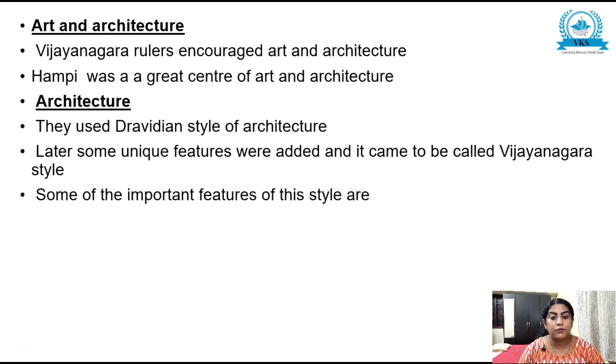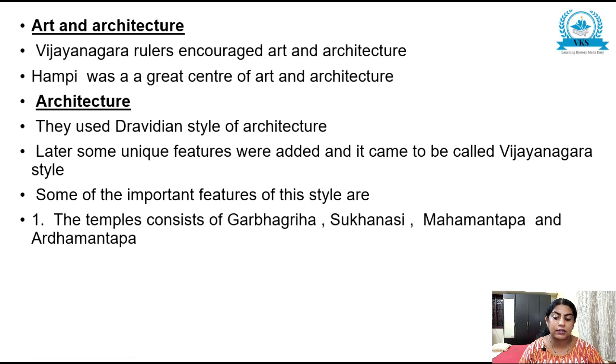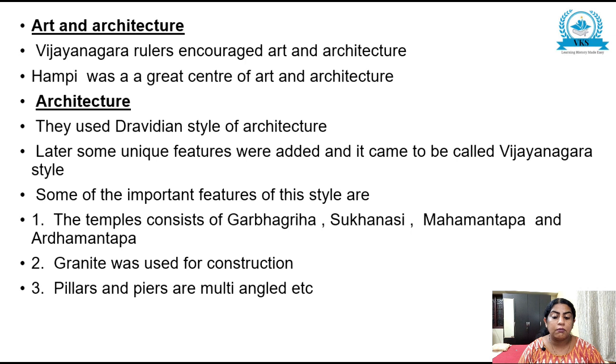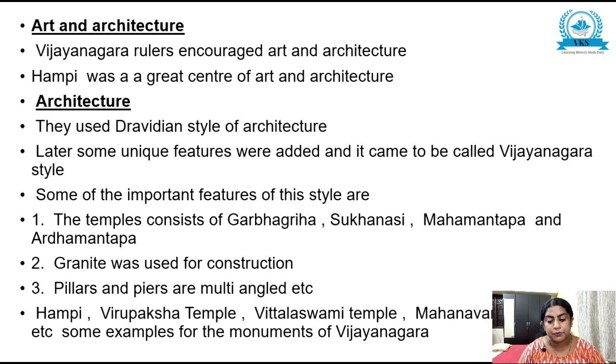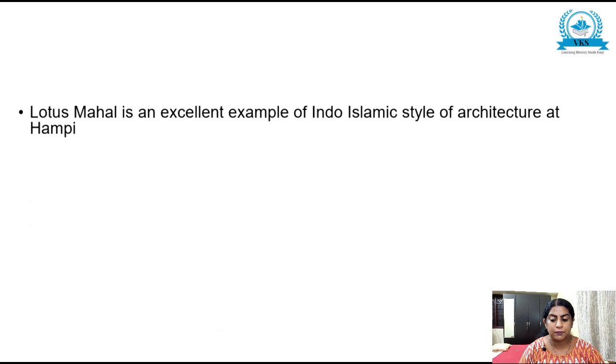Some of the important features of the Vijayanagara style: the temple consists of Garbhagriha, Sukhanasi, Mahamantapa, Ardhamantapa, etc. Granite was used for construction. Pillars and piers were multi-angled, etc. So many features are there. These are some of the features of the Vijayanagara style of architecture. Some examples are Hampi, Virupaksha temple, Vittalaswamy temple, Mahanavami Dibba, etc., which are examples of monuments of the Vijayanagara period.